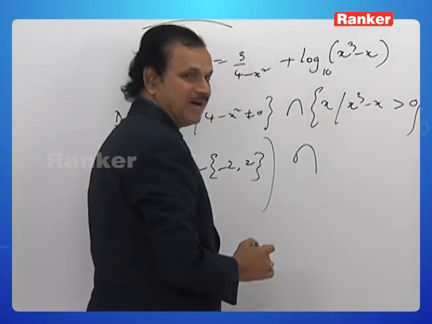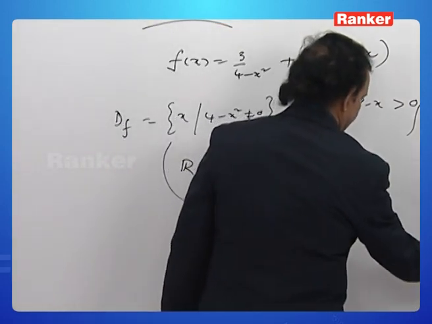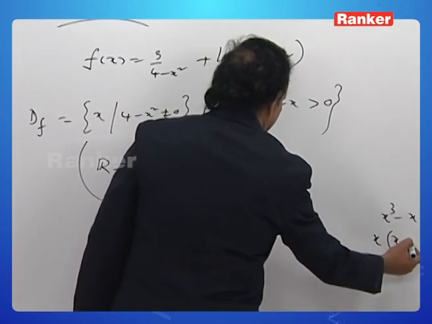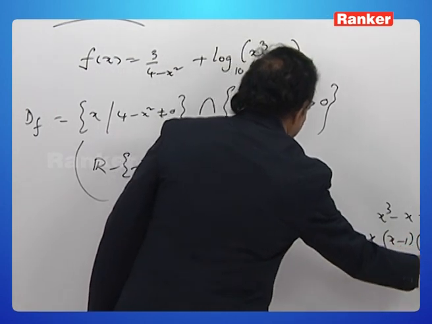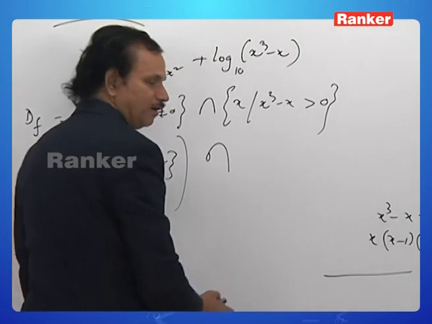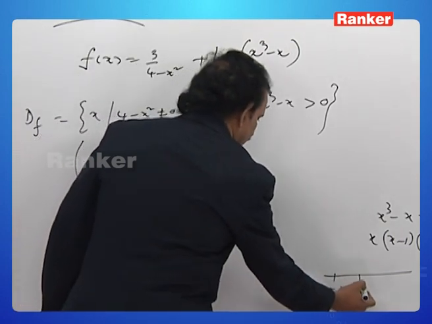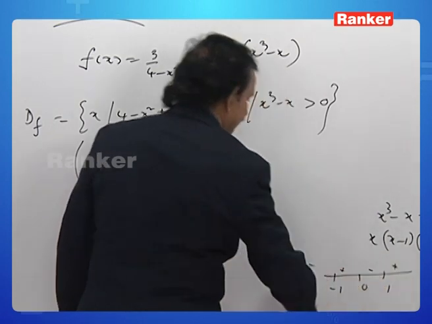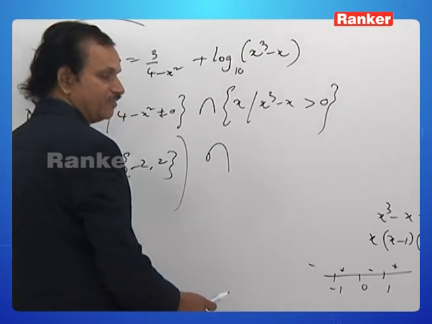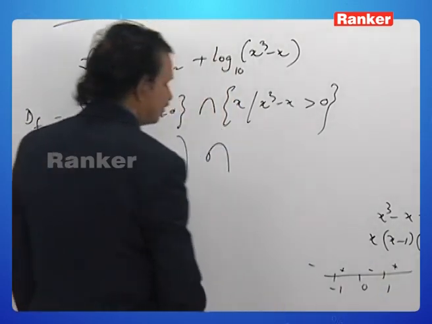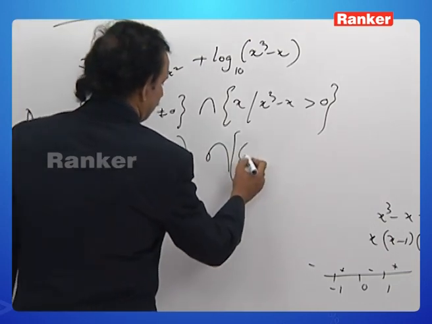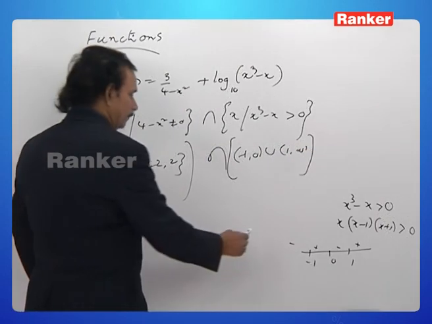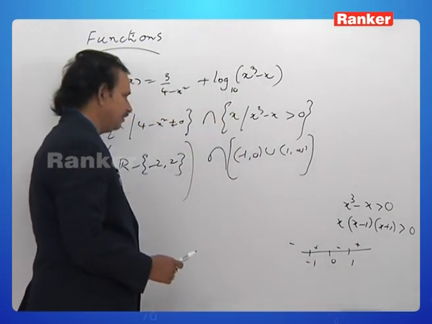Intersection here. Think of x cube minus x separately. x cube minus x greater than 0. That is x into (x square minus 1), x into (x minus 1) into (x plus 1) greater than 0. You have the idea on the real line. This is minus 1. This is 0. This is 1. Here plus, minus, plus, minus. What should you have? Greater than 0. Greater than 0 means minus 1 to 0 union 1 to infinity. Isn't it? So minus 1 to 0 union 1 to infinity.